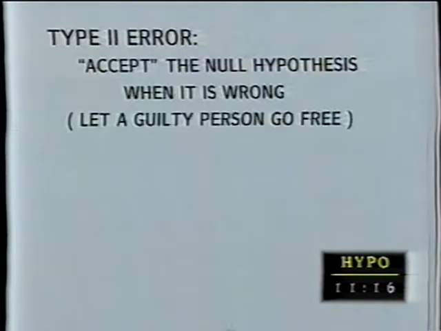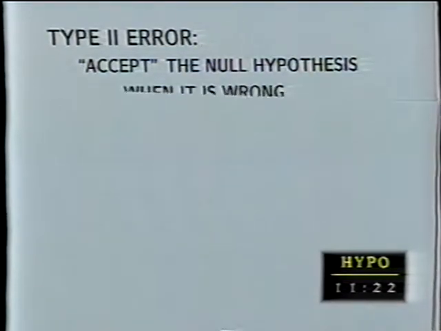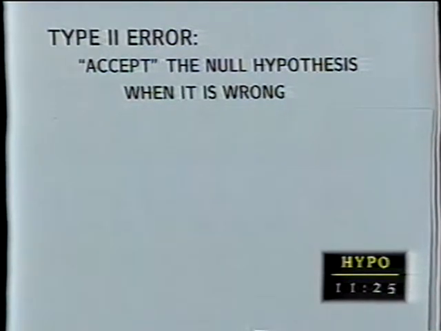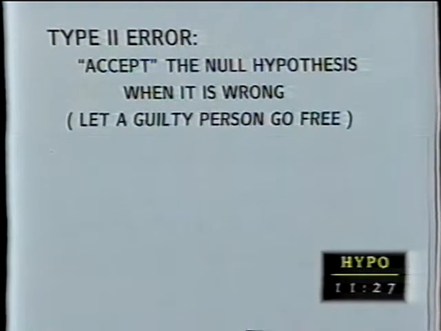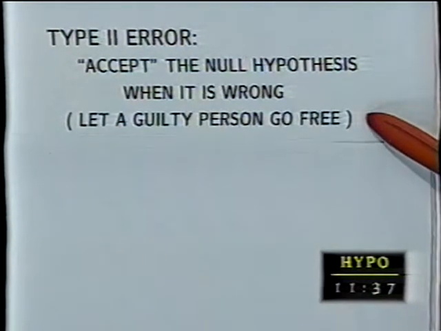There's another kind of error, and that is a type 2 error. That is when we accept or fail to reject the null hypothesis when it's wrong. That is, let a guilty person go free. Now, the courts and statistics do not consider that anywhere near as important or critical as the type 1 error.